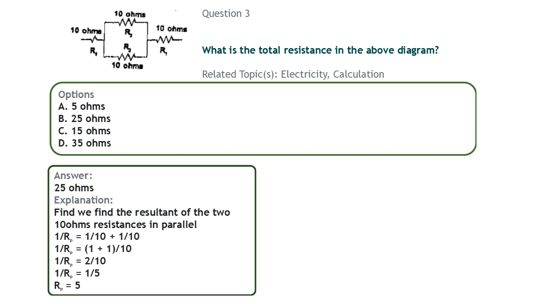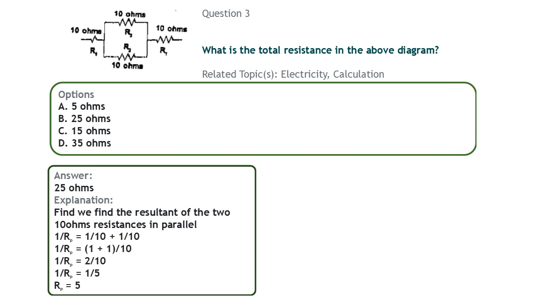So we have 1 plus 1 divided by that common denominator, which is 10. 1 plus 1, that is 2 over 10. If you reduce that to the lowest term, you're going to have 1 over 5. So you have 1 over Rp, which is the effective resistance of these two resistors in parallel, is equal to 1 over 5. And if you compare both sides of the equation, we have 1 to 1 and Rp to 5. So the effective resistance of these resistors in parallel is 5.